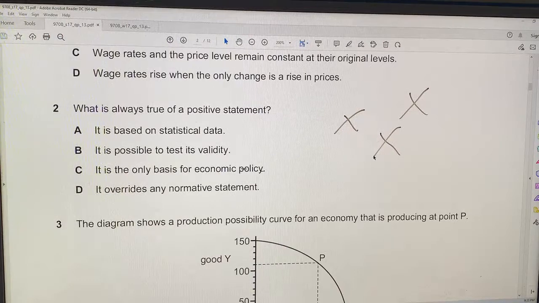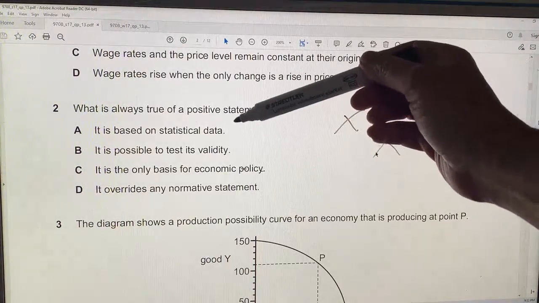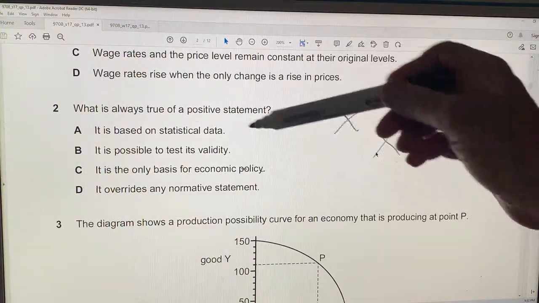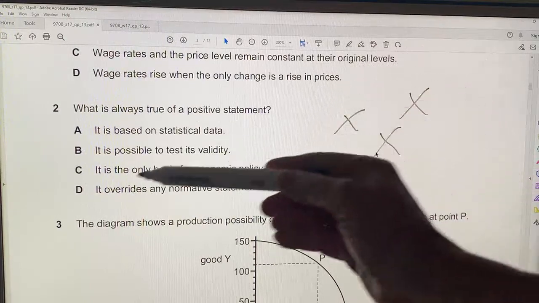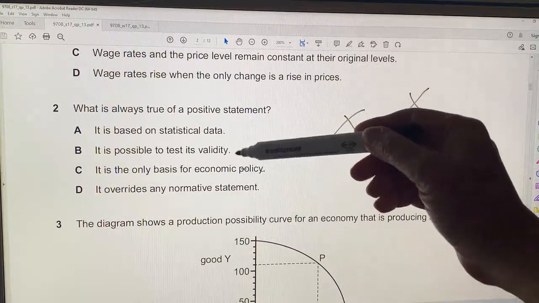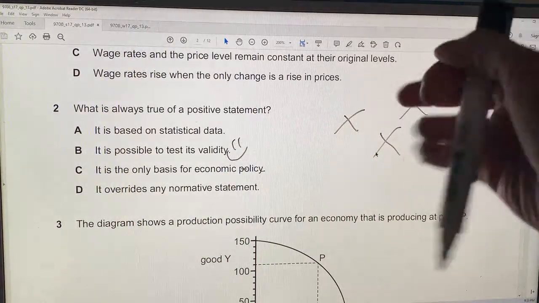How about 2? What is always true of a positive statement? Positive statements can be proved. So let's see, what is true? It is based on statistical data. Maybe, but that's too specific. It is possible to test its validity. Yes, B looks very good.